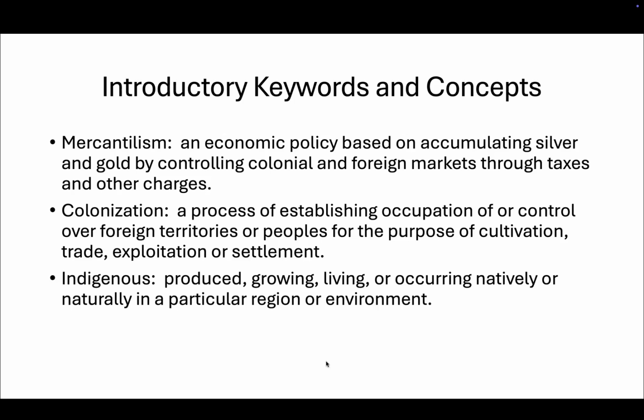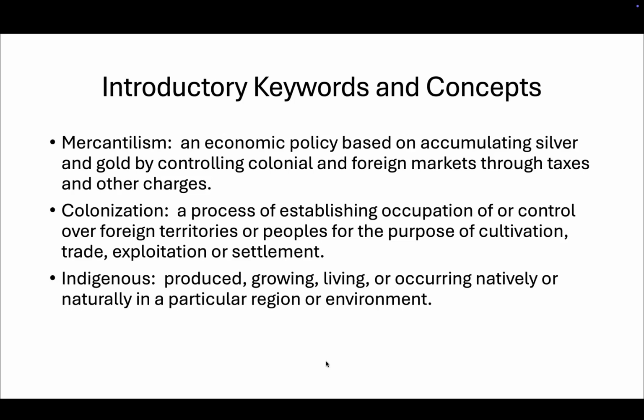Speaking of colonies, we should learn the definition of colonization. Colonization is a process of establishing occupation of or control over foreign territories or peoples for the purpose of cultivation, trade, exploitation, or settlement. Okay, so that's kind of the basic definition of colonization. So what does that mean?